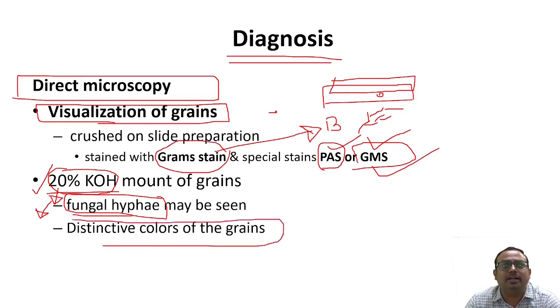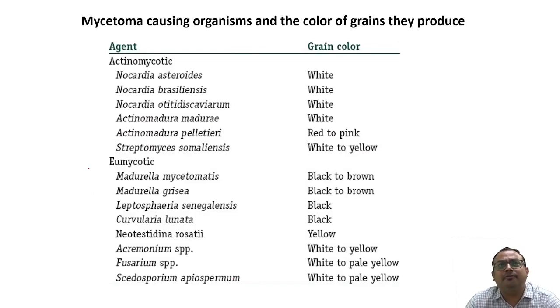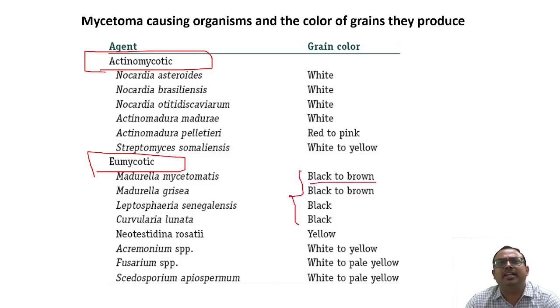On the basis of this color of the granules, in the old times it was classified as the causative agent. So you can see here that different etiological agents have different colors. The fungal granules are comparatively darker. You can make a note that the fungal granules are black or brown in color, whereas the bacterial granules are comparatively white or yellow in color.